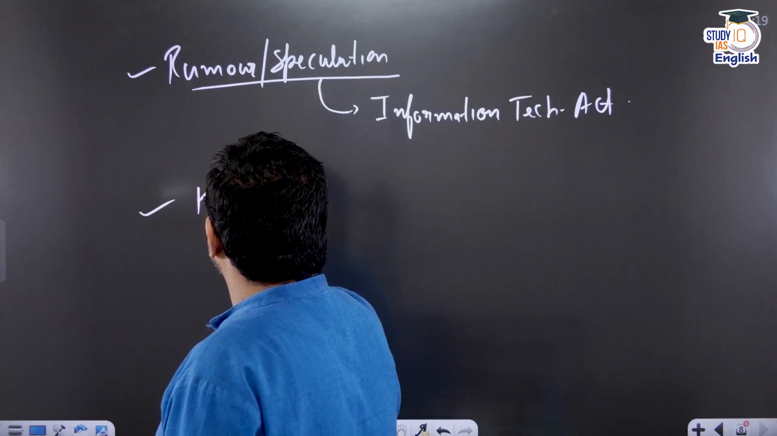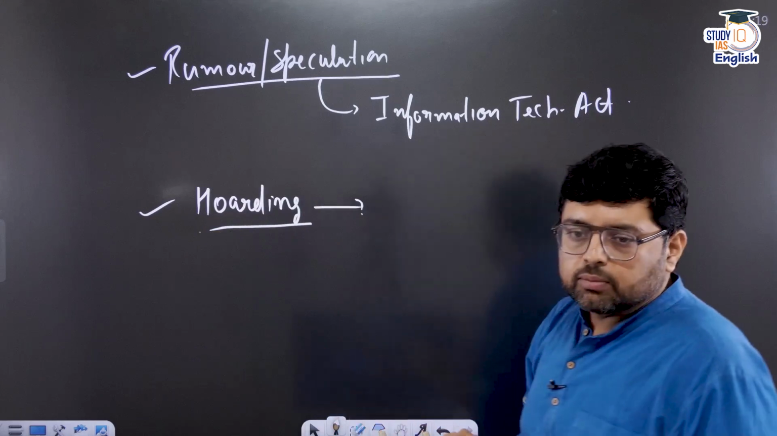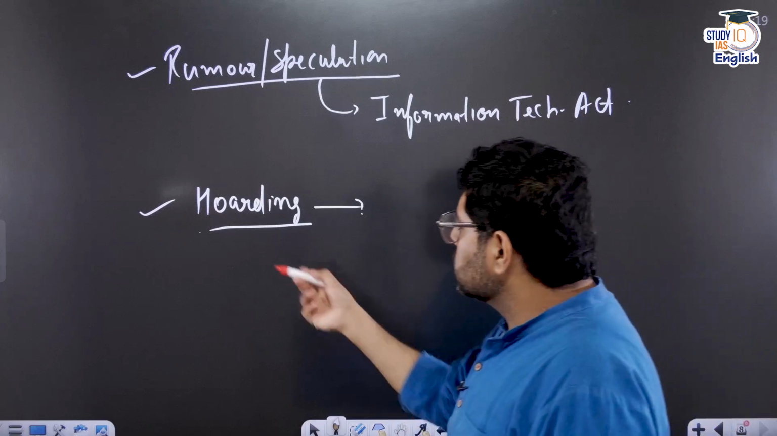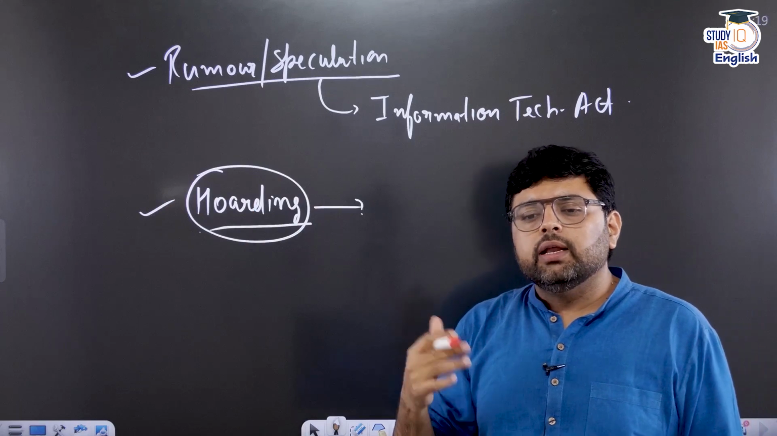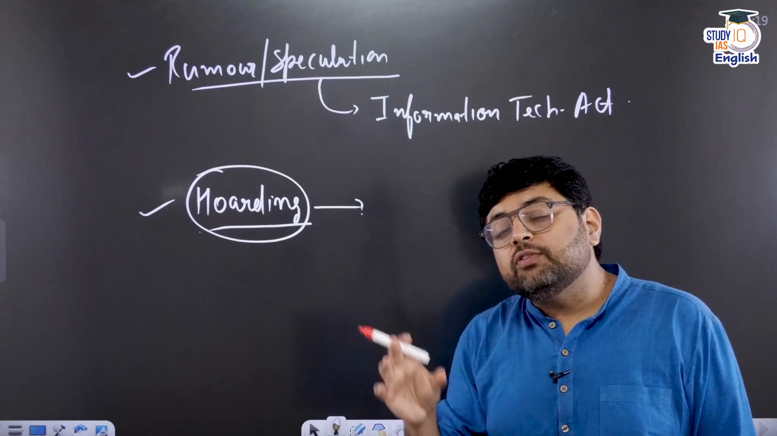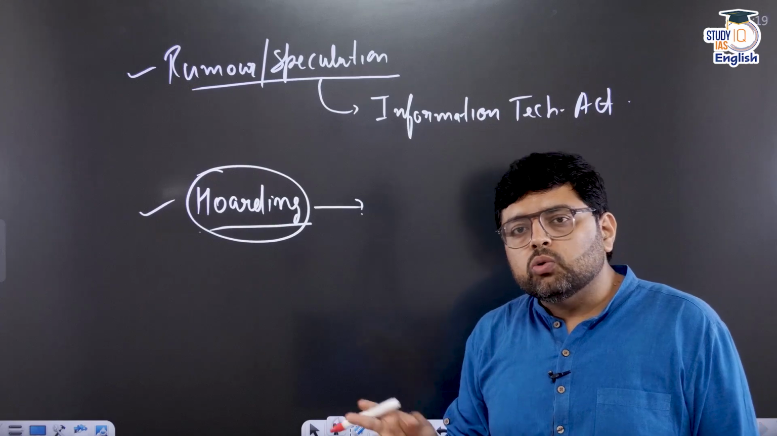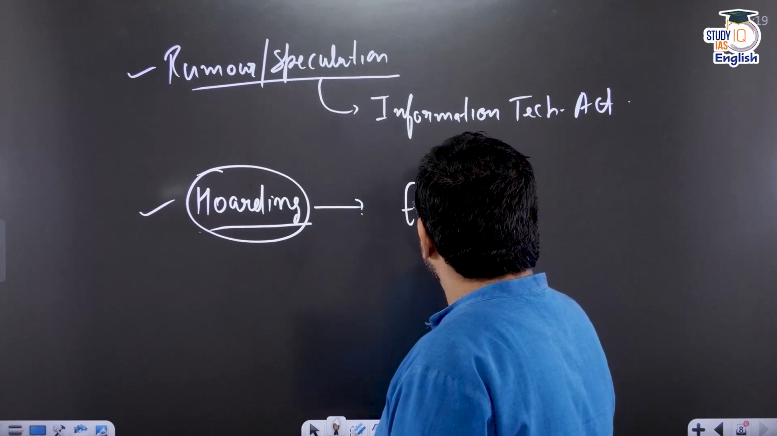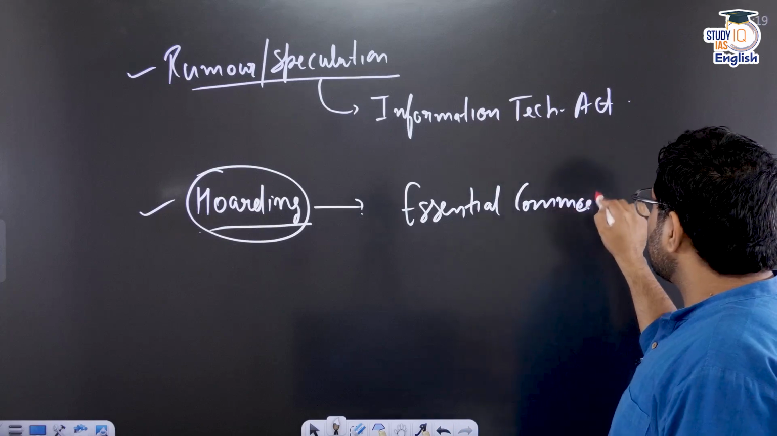Another reason for inflation is hoarding. First of all, understand what hoarding is. In hoarding, some anti-economic elements create an artificial shortage of some products. That is called hoarding. Now to tackle hoarding, we have a special act known as the Essential Commodity Act.